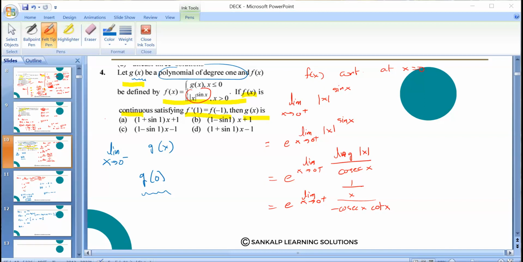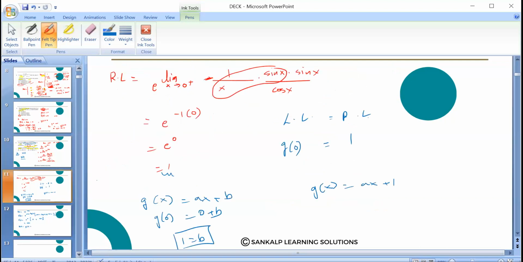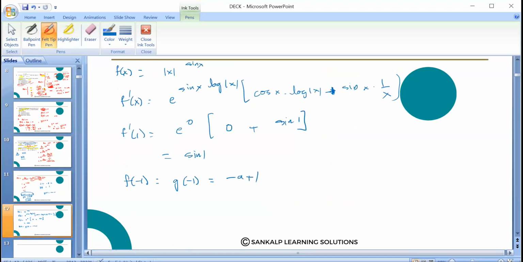So now we have to find f of minus 1. From the question, f of minus 1 will be g of minus 1. And what is g of minus 1? g of x, we have taken ax plus b. g of minus 1 will be minus a plus b, where b is 1. Minus a plus 1. Why are we finding all these? Because we have to set these two equal. Minus a plus 1 equal to sin 1, or a will be 1 minus sin 1.